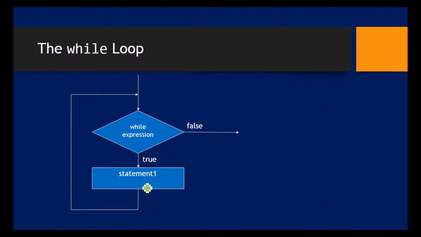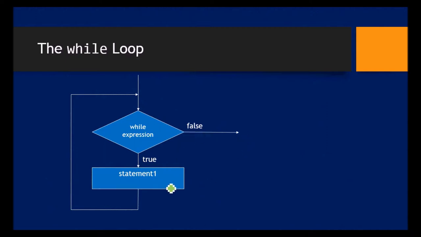And then at the bottom of the loop body, all the code that's in the loop, at the bottom of that, it automatically loops back up. That's the arrow indicating the loop. And it keeps looping until this expression is false, and then it exits the loop.